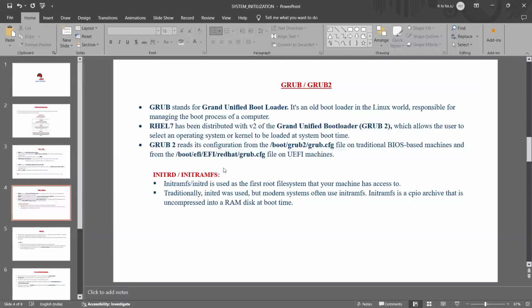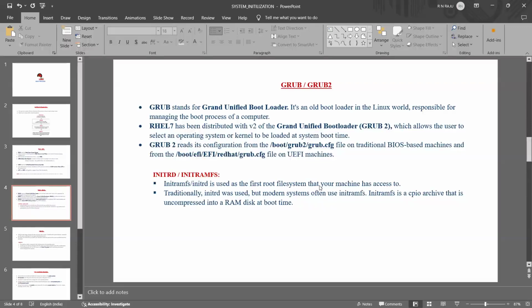Then in this stage, again, this configuration file uses the initrd or initramfs file. I told you already, in the file system hierarchy structure, what is the top level directory? Your top level directory is called the root file system. initrd is the old one. I mean, GRUB uses initrd, GRUB2 uses initramfs. What is initramfs? It is called the initialization RAM file system. It is used as the first root file system that your machine has access to.